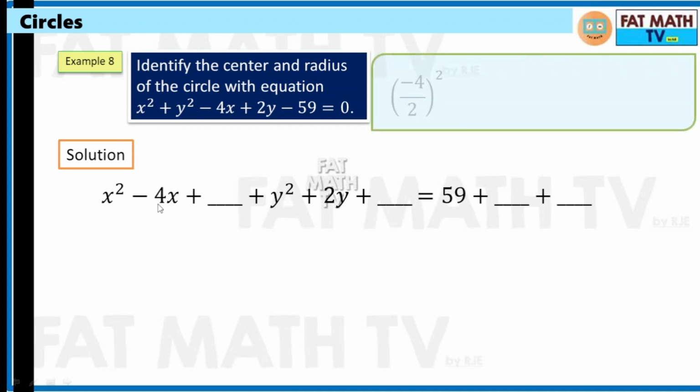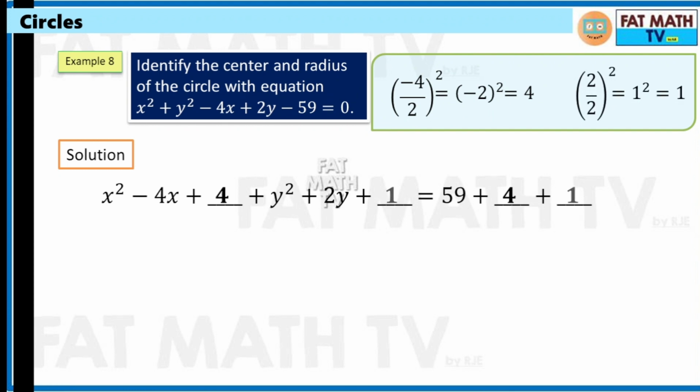And then take half of this one here. Half of negative 4 is negative 2, squared is 4. So add 4 to both sides of the equation. For this one here, take half of 2. Half of 2 is 1. 1 squared is 1. So add 1 to both sides of the equation.